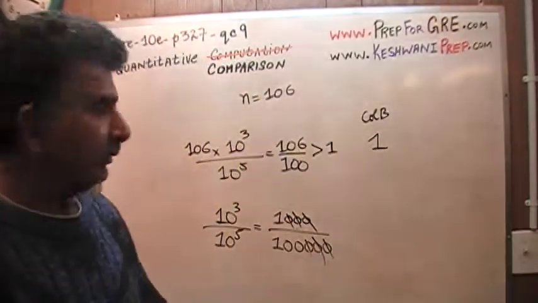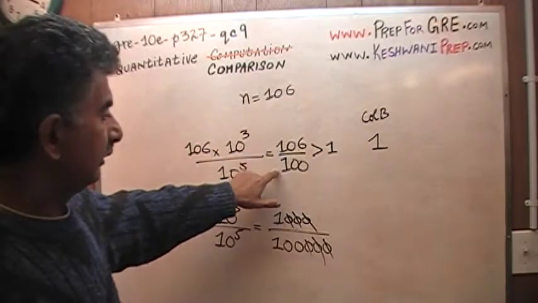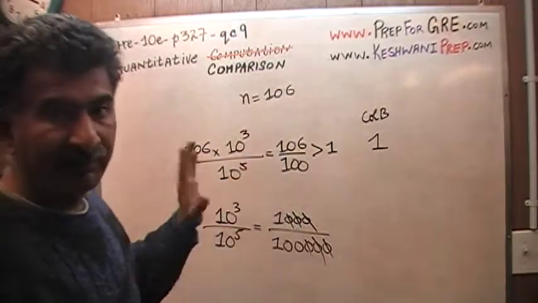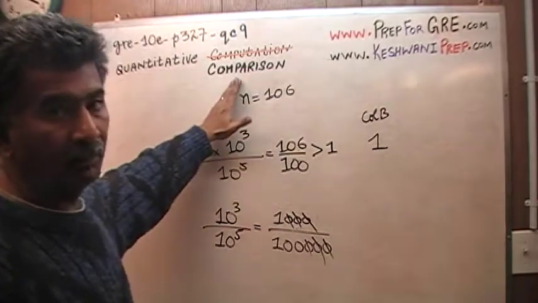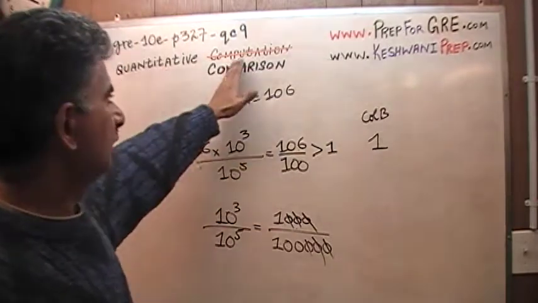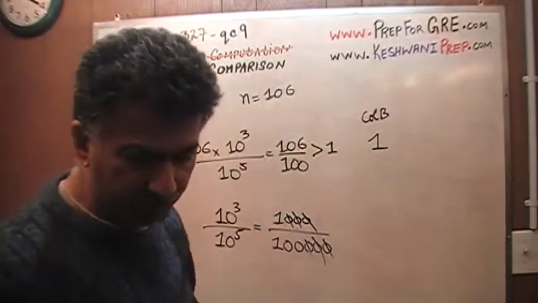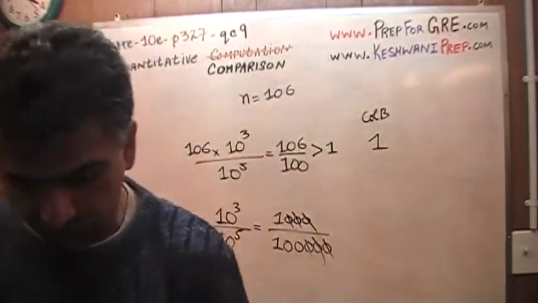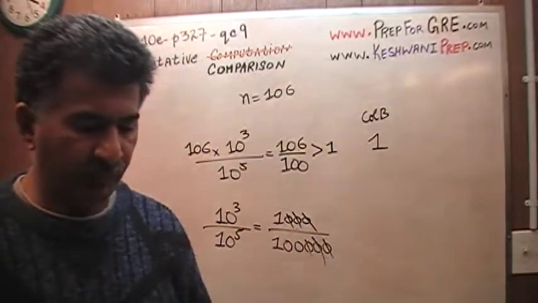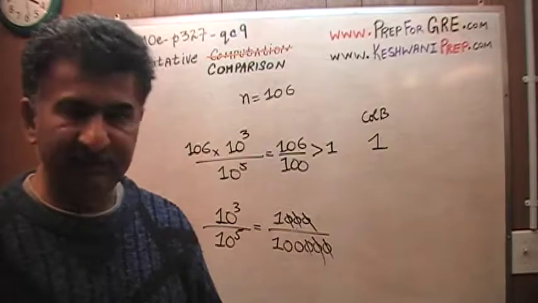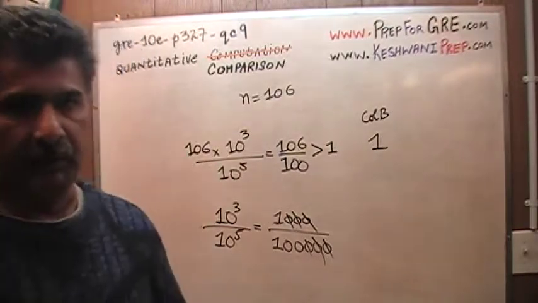How do we know it's more than a 1? Because the numerator is bigger than the denominator. What exactly it is, we are not interested in. It is not called quantitative computation. These questions are called quantitative comparison. Just compare the thing, don't compute it. Don't sit there and waste your time and proudly announce to me that the final answer is 1.05873. Nobody's going to give you any extra credit for that. It was a waste of time if you did it that way.